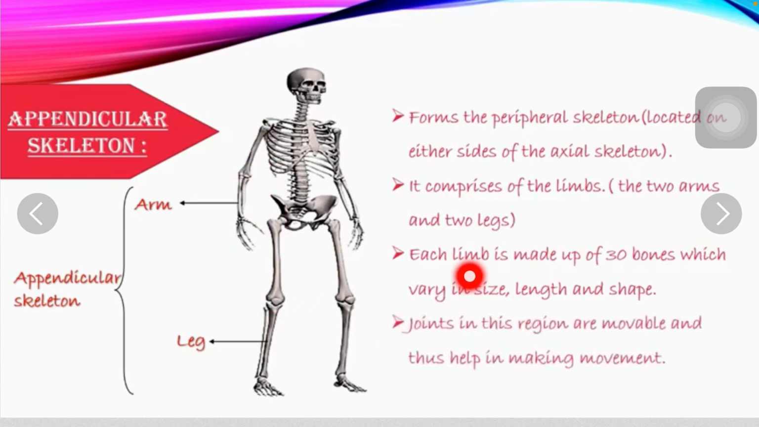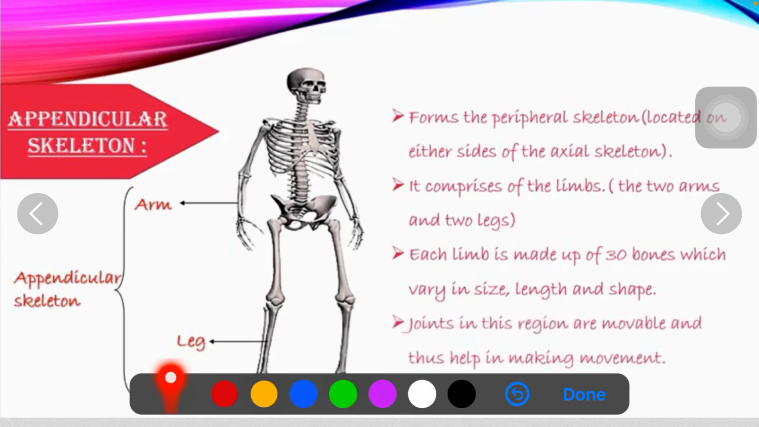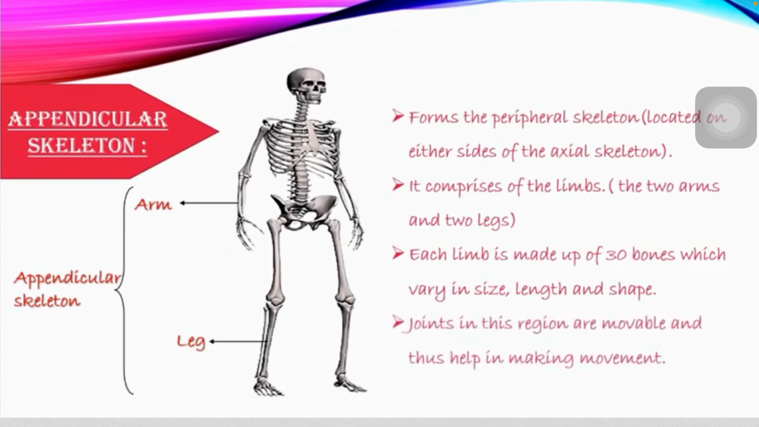Each limb is made up of 30 bones which vary in size, length and shape. The joints in this region are movable and they help in walking movement. So the bones of this appendicular skeleton, which is in arm and leg, are movable.